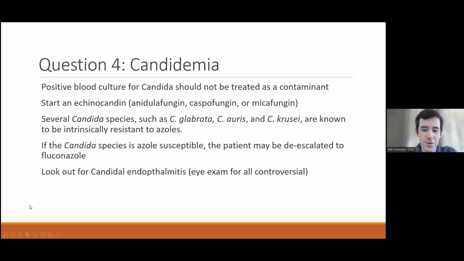Other questions about Candida and candidemia? Remove all lines with Candida. It is not one you can treat through the line. I don't think they would test you on that. You'd have to write a question about it. So I think that's all I got on Candida.